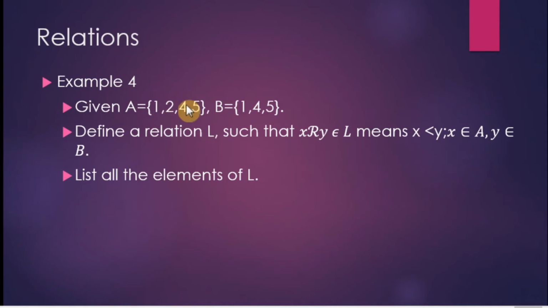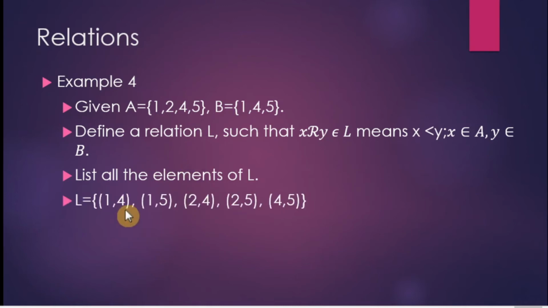If it is an ordered pair from the cross product but it does not satisfy this condition, then that would make the relation wrong based on this definition. Let us again list all the elements of relation L. It should be (1,4), (1,5), (2,4), (2,5), and (4,5). We should see to it that the first number in each ordered pair is less than the second number. So 1 is less than 4, 1 is less than 5, 2 is less than 4, 2 is less than 5, and 4 is less than 5.